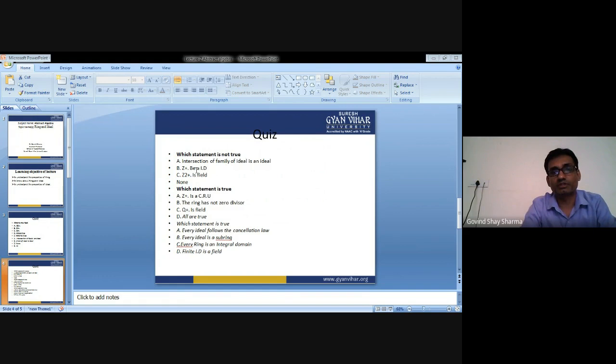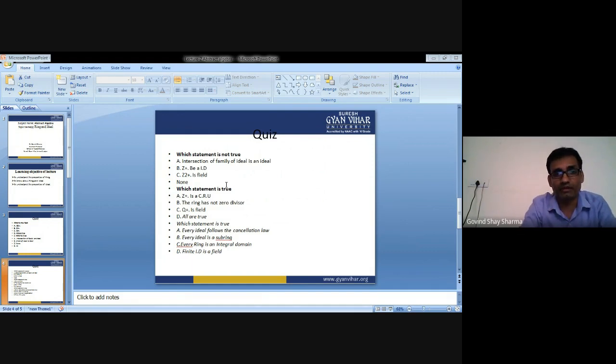Which statement is not true? Intersection of a family of ideals is an ideal. Z under plus is an integral domain. 2Z under plus is a field, which is not true. Z2 is a field, not 2Z. So the first, intersection of a family of ideals, is right. Z is an integral domain, right. Z2 is a field, right. So the answer is the 2Z statement, all others are true. Which statement is true? Z is a commutative ring, right. The ring has no zero divisors and Q is a field. Not zero. All are true.